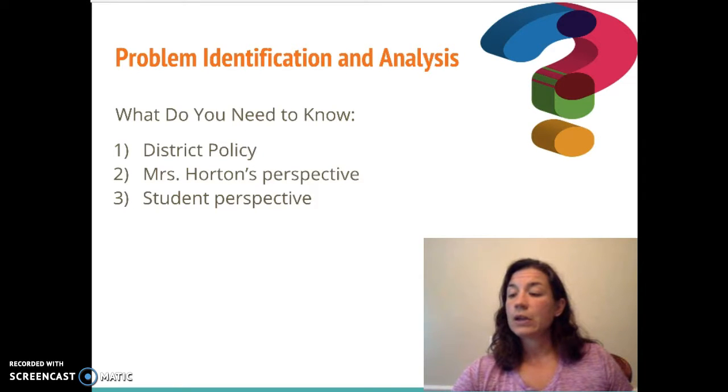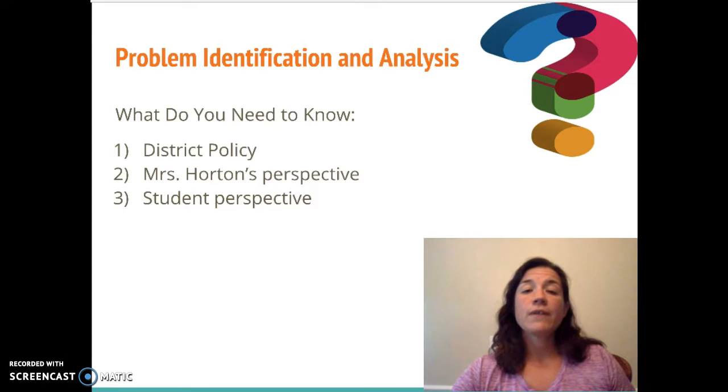To further look at the problem identification and analysis, we need to examine what else we need to know. First and foremost, as a building principal, one must be well versed in the district policy when it comes to teacher evaluation, plans of improvement, leave of absence, and letting a teacher go. If I, as the building principal, were not completely sure of the district policy, I would want to revisit the policy and ask any questions that I may have regarding the policy.